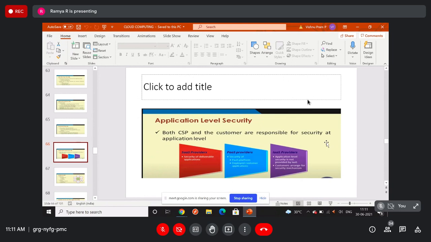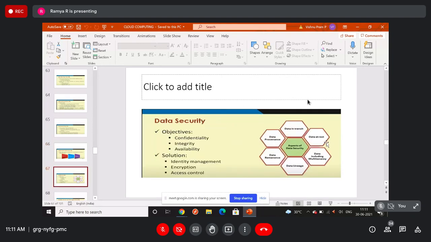Next, application level security. At the application level, customers are responsible for security. Then data security: the main objectives of data security are to provide confidentiality, integrity, and availability. So how can we do these things on the data? The solution is to use identity management, encryption, and access control.